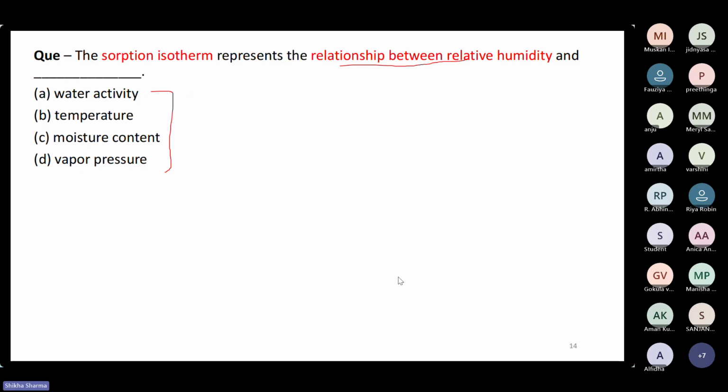Okay, so answer B and C. Shivaswamy is saying B, Hosea is saying C, either temperature or moisture content. Anyone else who would like to answer?